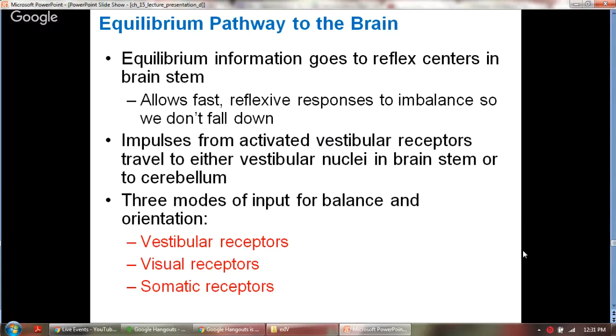After that, we need to look at the equilibrium pathway to the brain, the higher order functions. The equilibrium information goes to the reflex centers in the brainstem, and it allows fast reflexive responses to imbalance so we don't fall down. And the impulses from activated vestibular receptors travel to either the vestibular nuclei in the brainstem or to the cerebellum. And this would happen in three modes of input for balance and orientation: the vestibular receptors, visual receptors, or the somatic receptors.